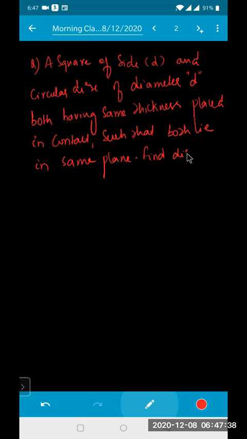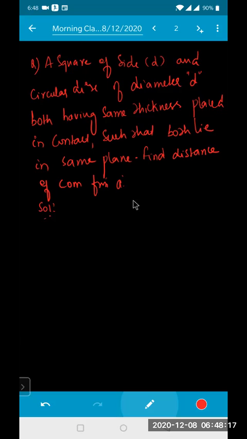Find the distance of the center of mass from A. See the question once again. We have a square of side D and a circular disc of diameter D, having the same thickness, placed in contact such that both lie in the same plane. Find the distance of the center of mass.